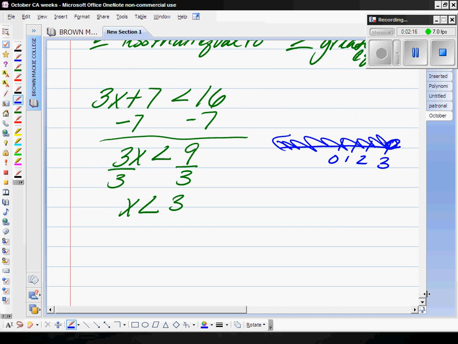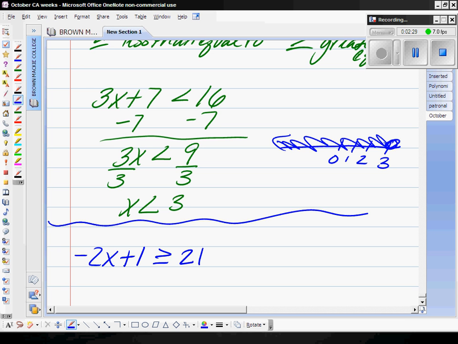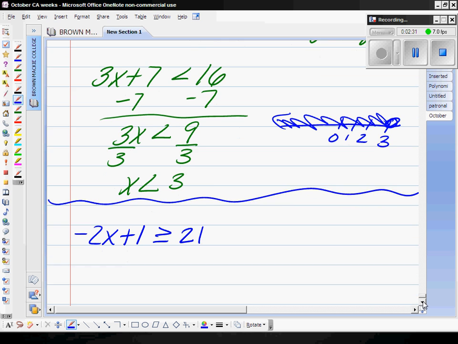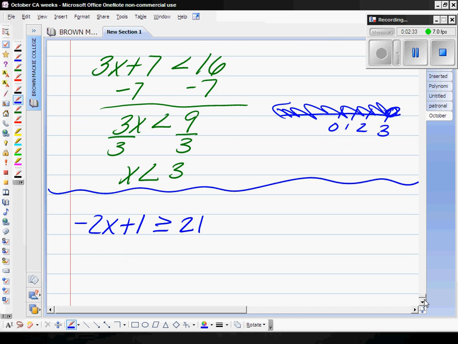Another example, since you love them. I have negative 2x plus 1 is greater than or equal to 21. So, if I want to solve this inequality, again, you do the same steps as you would to solve the equation. So subtract 1 from both sides, and I get negative 2x is greater than or equal to 20.